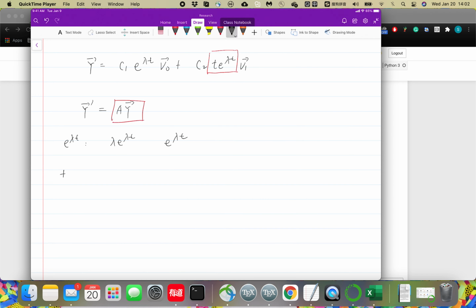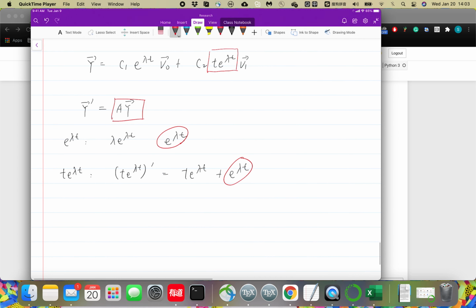Okay. Now what about this one? Well, the derivative of that one has the same property. It depends on itself. But by product rule, it also depends on another function. But nicely, if your solution already has this from the previous solution, you do not create additional terms, which makes this whole thing possible.